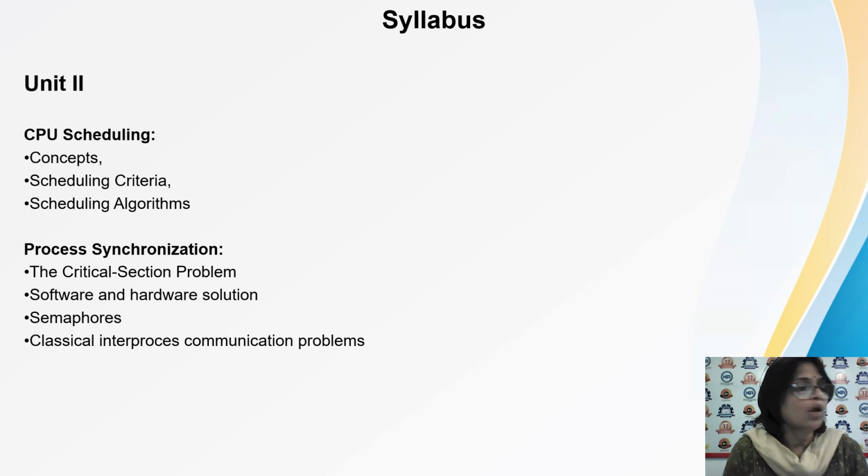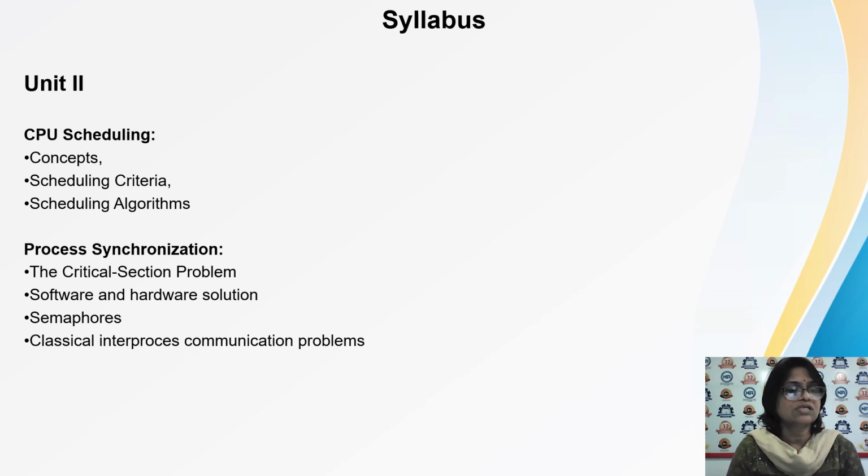Then in unit 2, the major goal of the operating system is to maximize the utilization of the processor. The processor is a very important resource of the computer system, so it should be utilized properly and should not be idle. There must be some program running on the processor at all times. So there is a concept of multi-programming, meaning multiple programs in the main memory, so that the CPU can switch from one process to another.